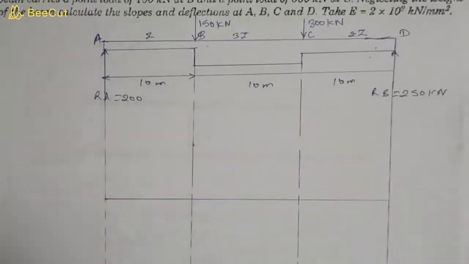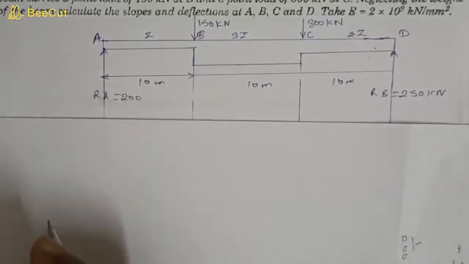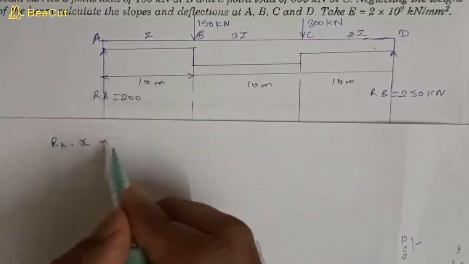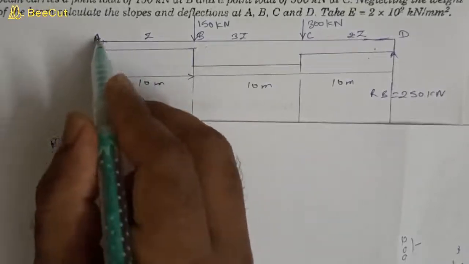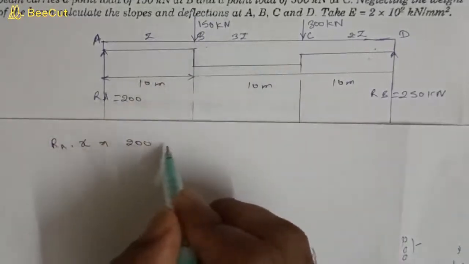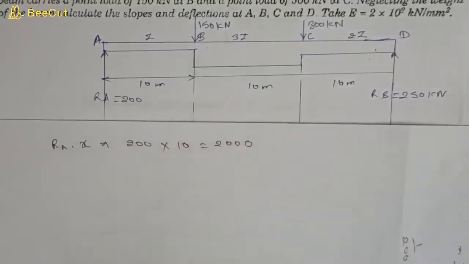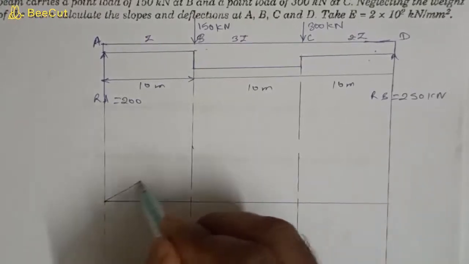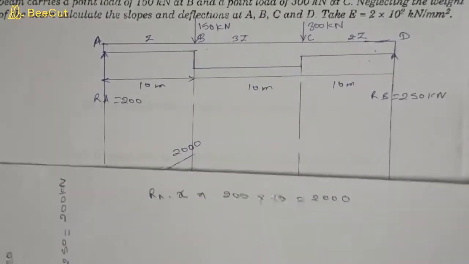So what will be the bending moment? Here the bending moment will be RA into X in this section. RA is 200. If X is 0, then the bending moment will be 0, and due to this load it is a sagging moment, so the bending moment will be positive. So the bending moment at this point B will be 200 into X. X is 10 meter, so it will be 2000 kilonewton meter. Okay, so we will draw it. This is 2000.